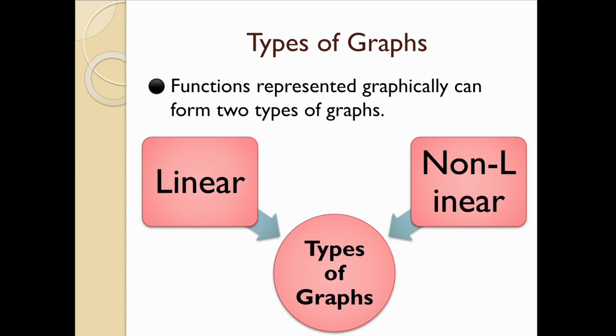Now the set of ordered pairs come together to be plotted on a graph, which eventually forms the graph that we know and what you would see. There are typically two types of graphs, a linear graph and a non-linear graph. Clearly today our focus is going to be linear graphs, but I'll show you examples of what non-linear graphs can look like.